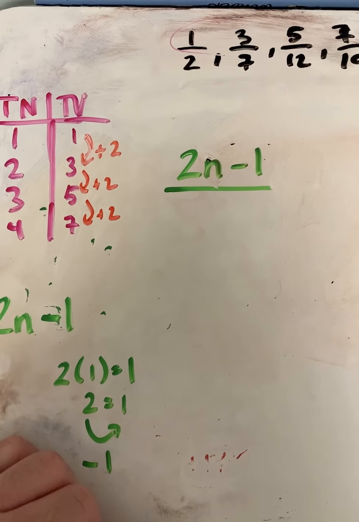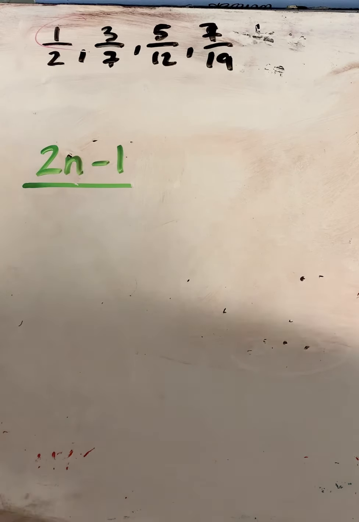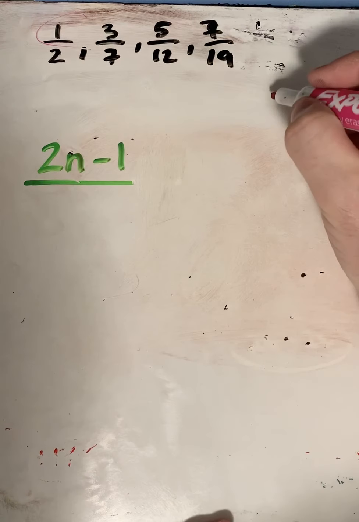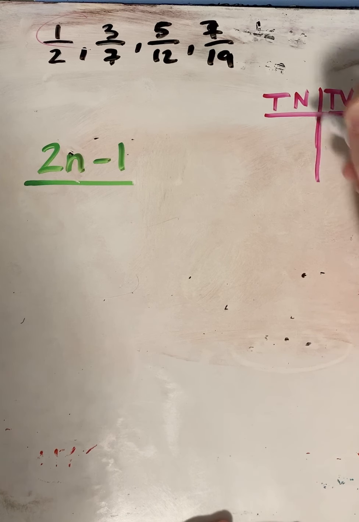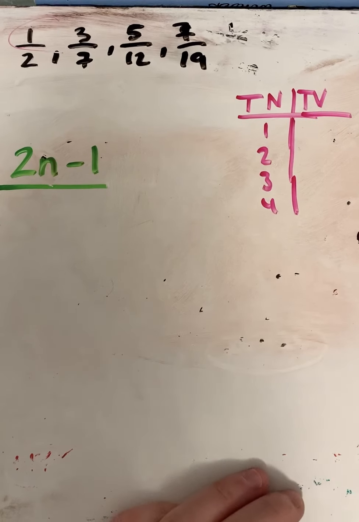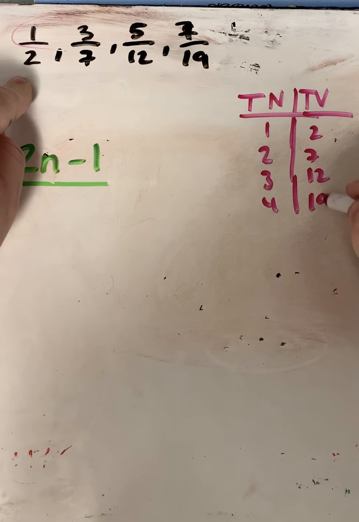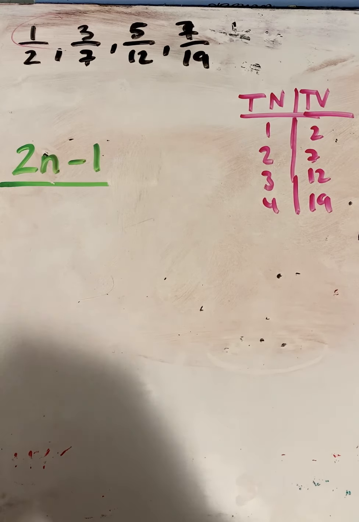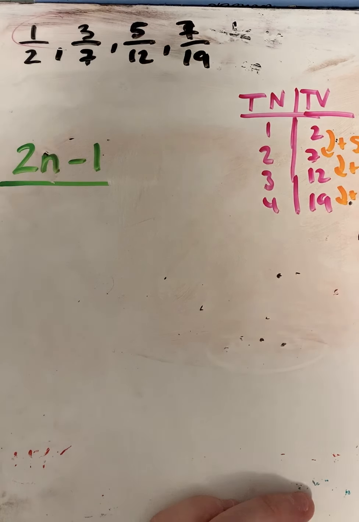And now we've got to do the exact same thing with the denominators. So we're going to create our chart. Term number, term value. 1, 2, 3, 4. And now we're looking at the denominators. So 2, 7, 12, 19. This one's growing not by 2. This one's growing by, it looks like, 5. Right? Plus 5, plus 5.